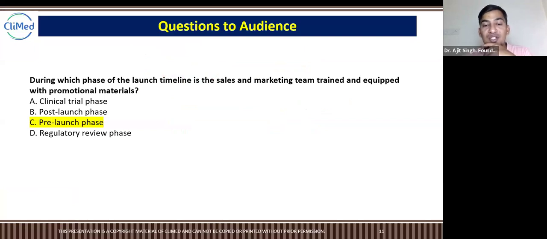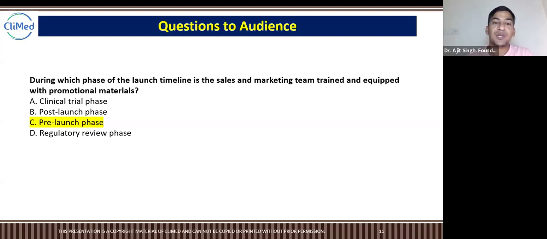Is this product launch just for USA, as it mentions NDA? No, NDA is even in India, Srishti. The difference is between CTA and IND, investigational new drug, and clinical trial application. In India, that is clinical trial application. In US, that is IND. NDA is similar everywhere, almost.